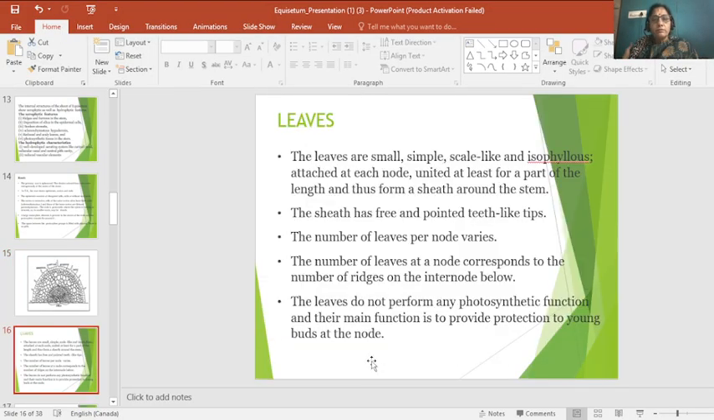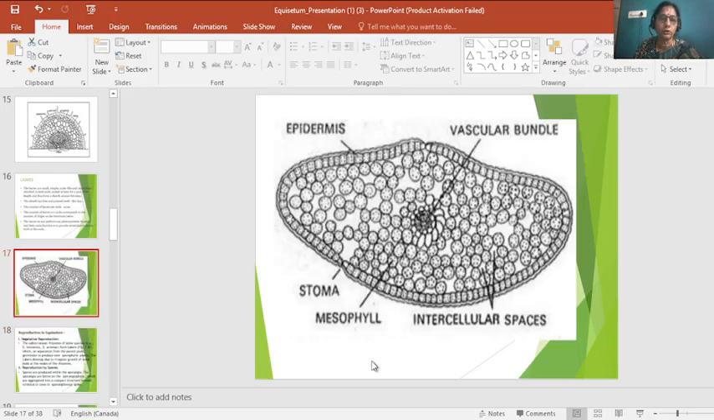The leaves are small, simple, scale-like, isophyllous, attached at each node, united for at least a part of the length, and thus form a sheath around the stem. Sheath has free and pointed teeth-like tips. Number of leaves per node varies. The number of leaves at nodes corresponds to the number of ridges on the internode below. The leaves do not perform any photosynthetic function, but they provide protection to the young buds at the nodes.